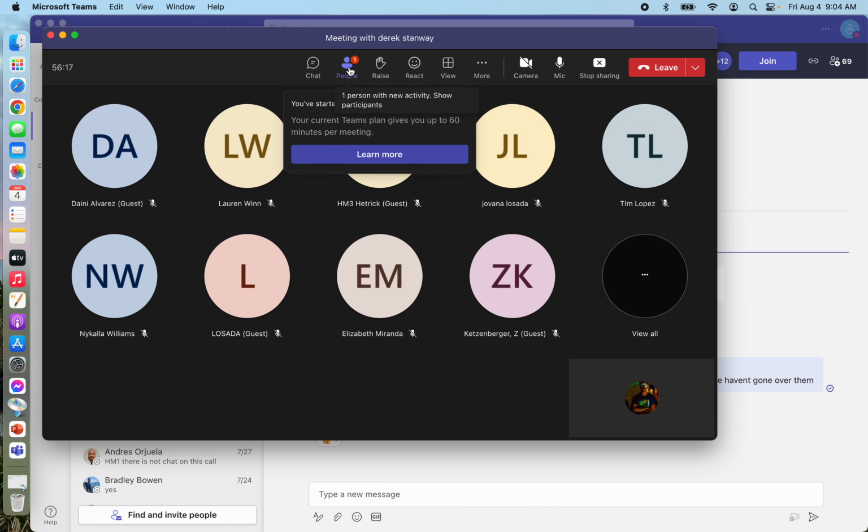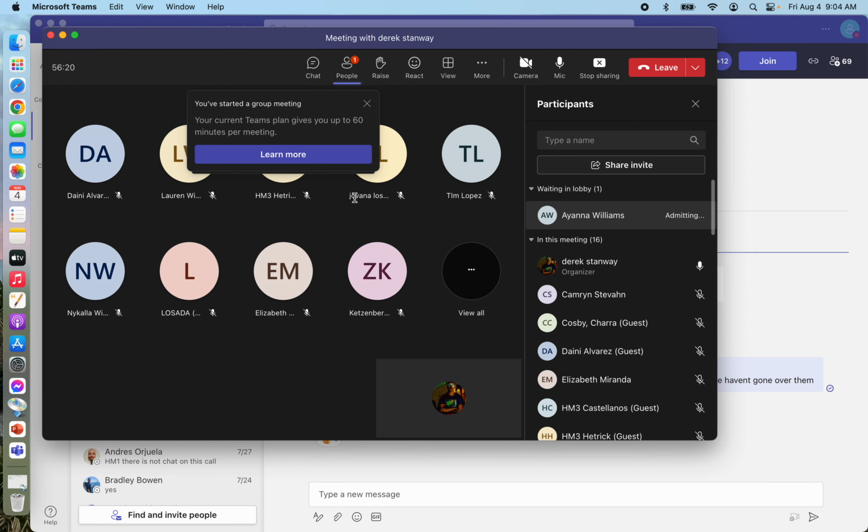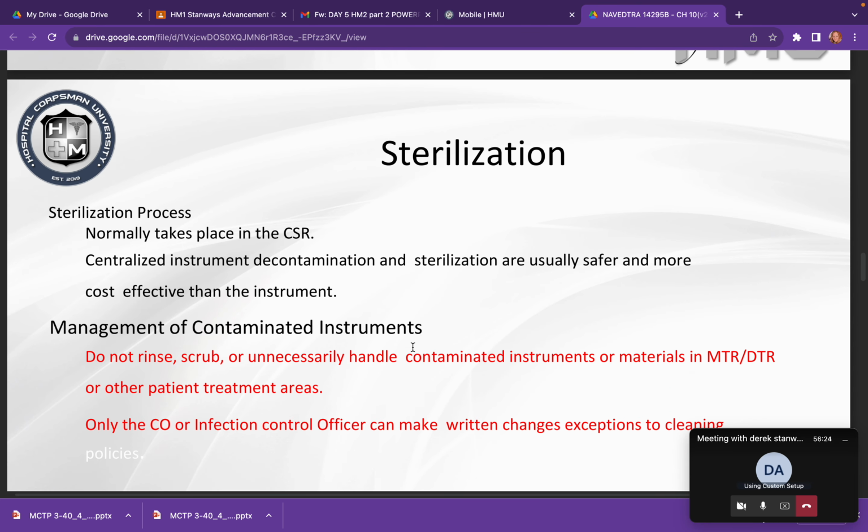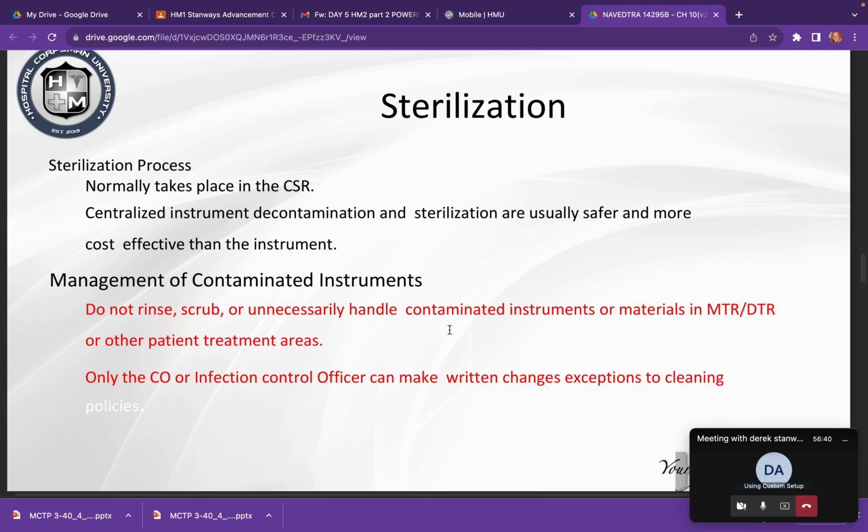Sterilization process normally takes place in the CSR. Centralized instrument decontamination and sterilization are usually safer and more cost effective. Do not rinse, scrub, or unnecessarily handle contaminated instruments or materials in the MTR or the DTR or other patient treatment areas. Only the CO or infection control officer can make written exceptions to cleaning. So we don't want to excessively do the rinsing, scrubbing, or cleaning process just to prevent any potential injuries. There are a lot of sharp things and a lot of sharp instrumentation that you may come in contact with.